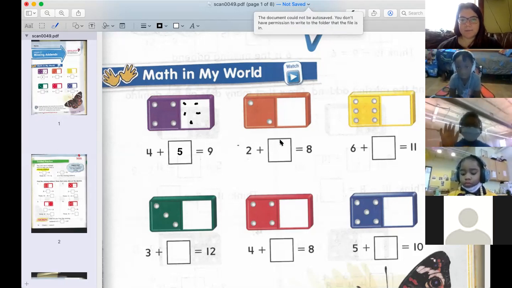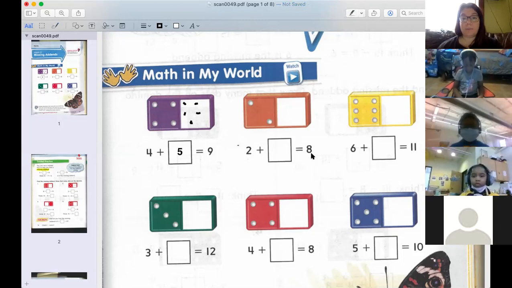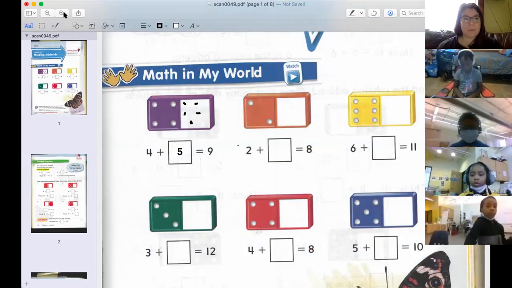Yes, Andre. What was the next number after the 2? 2 plus what number equals 8? So on your paper, you can count up from 2 until you get to 8, or you can subtract. 8 minus 2 will give you the number. Oh, it's not gonna let me draw now.